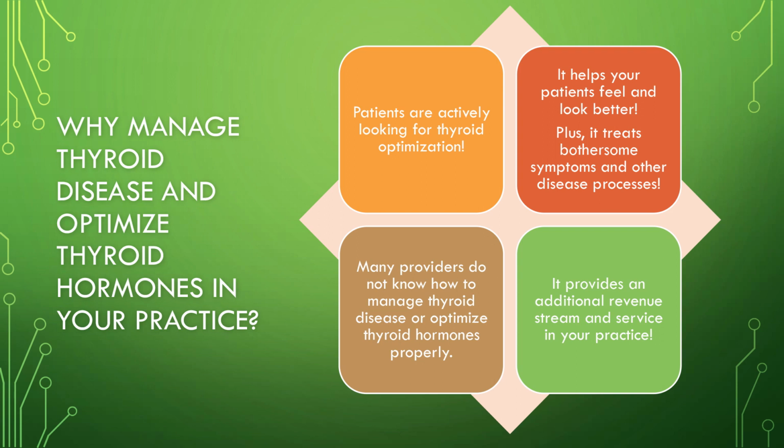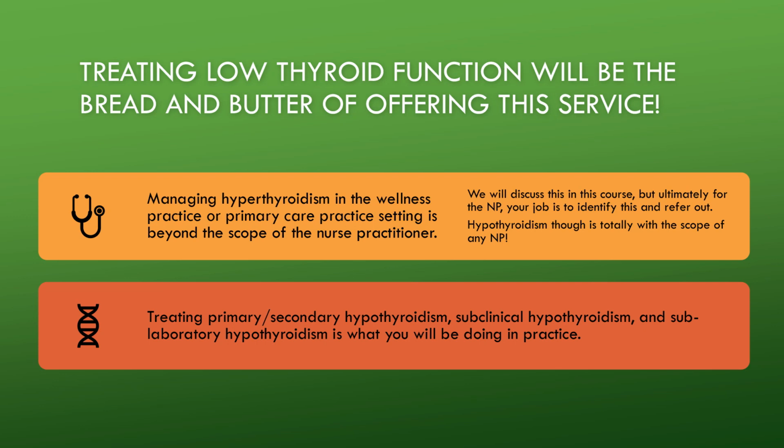It's so critically important. So treating low thyroid function will be the bread and butter of offering thyroid optimization services. Hypothyroidism is totally within the scope of any nurse practitioner, including psych, and we are going to talk about that. So treating primary, secondary hypothyroidism, subclinical hypothyroidism, and sublaboratory hypothyroidism is what you will be doing in practice for the most part when it comes to treating the thyroid and providing thyroid optimization treatment.